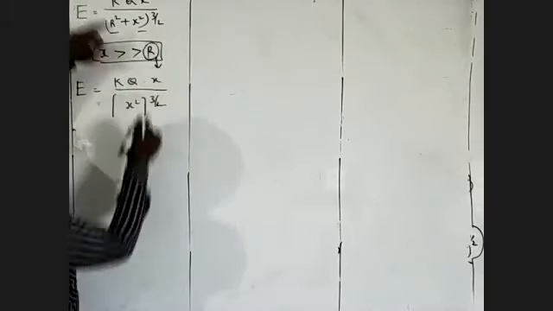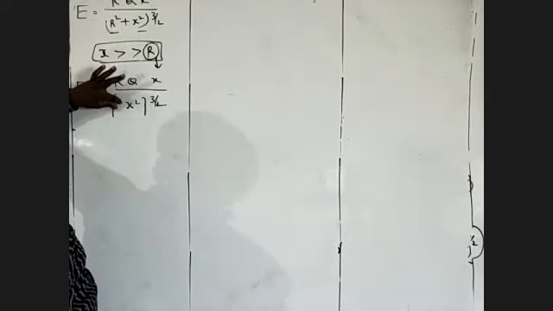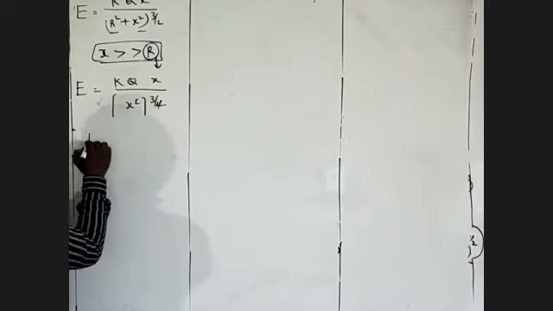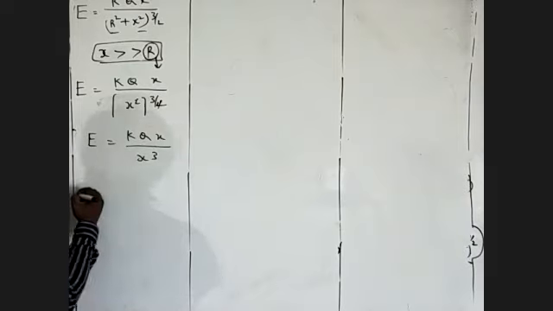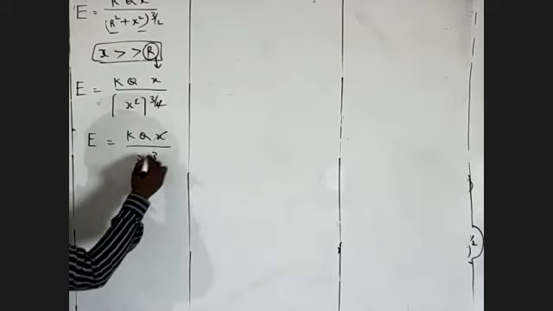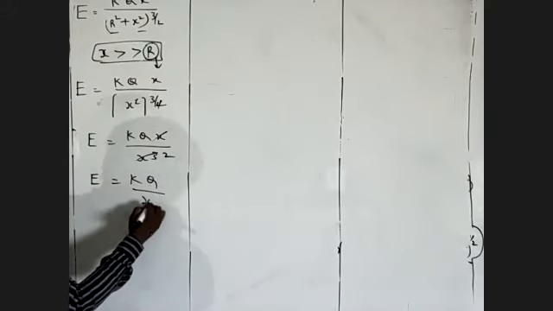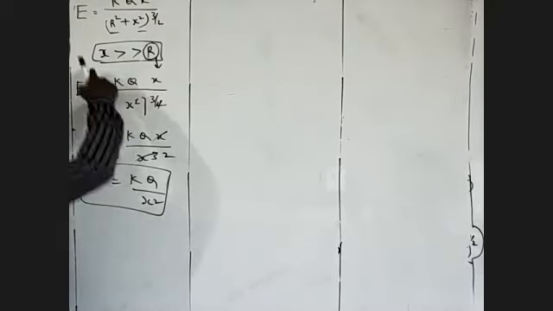Here r is very small, and very small means it should be removed. Remove it, and we have x square whole power of 3 by 2. Square and square cancel each other, giving kqx by x cube. Now one x cancels, so E is equal to kq by x square. This is one equation, one case.